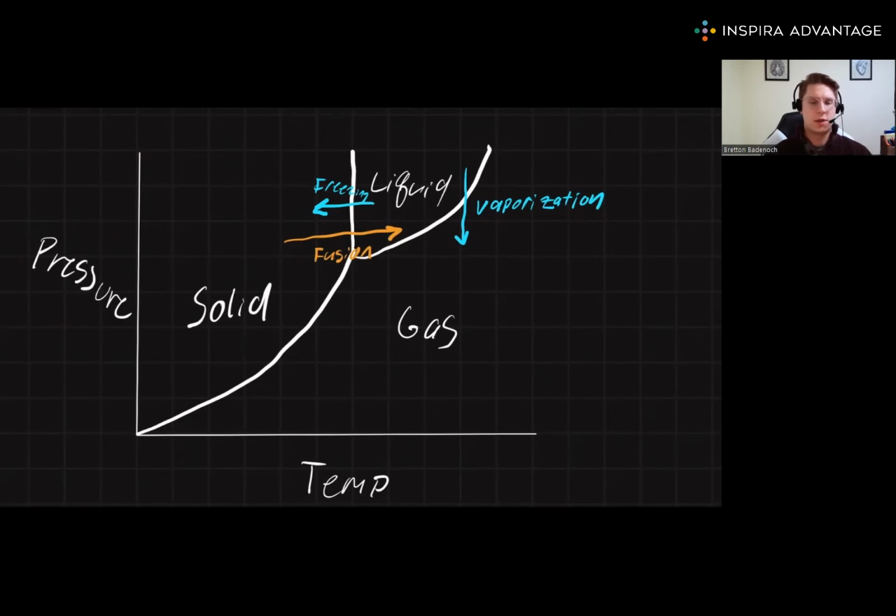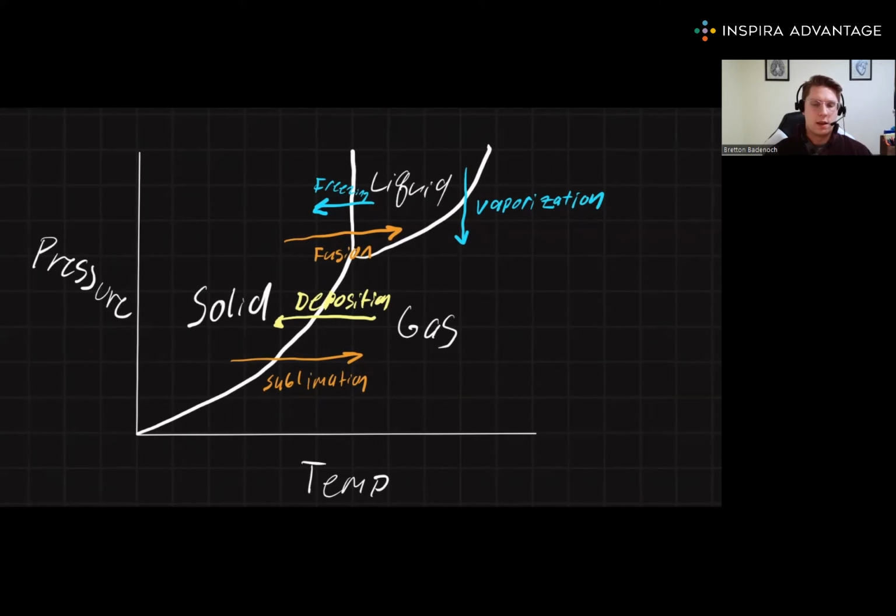The next examples are a bit trickier because we don't use this language in our everyday lives. The first is sublimation. Sublimation is when we have a solid turn into a gas. And then the inverse of sublimation is deposition. This is when a gas turns into a solid.